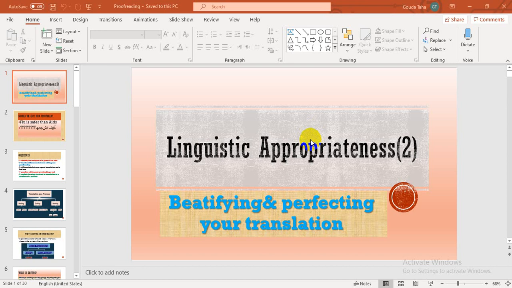And we said, in order to get a good translation, you should keep in mind that your translation should be natural, should be communicative, should be accurate, and most importantly, should be communicative. But how can we achieve these four elements? This is a topic that we are going to go into depth today. So, our main focus today will be how to perfect your translation, how to make your translation a good one, and how to beautify your text.